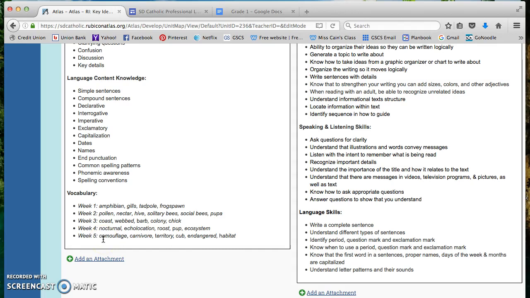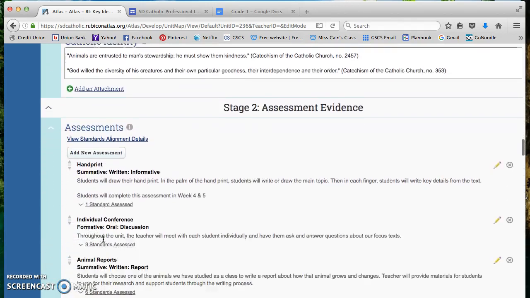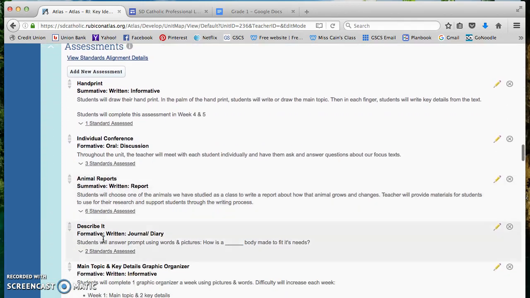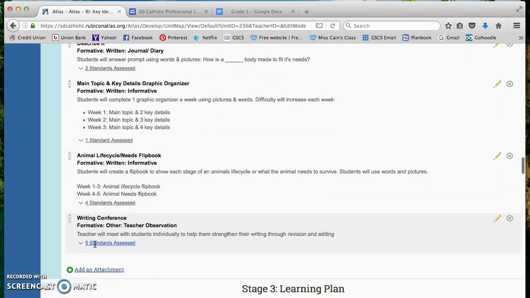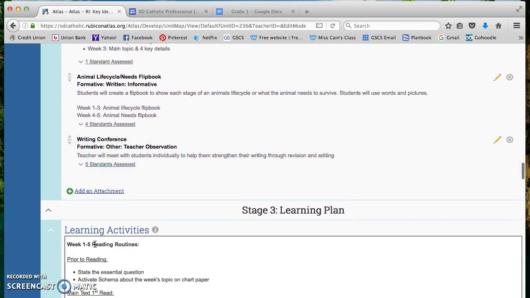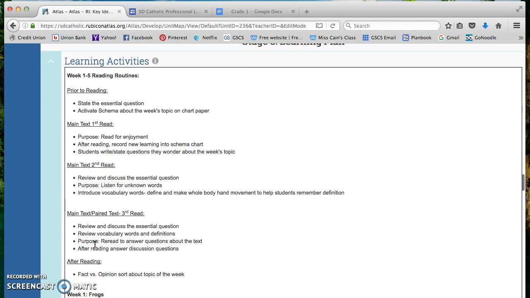Once I finished writing my skills and content knowledge, I moved on to looking at assessments. I picked the assessments I was going to be using, and I was able to click the standards that I had selected previously, and it shows where exactly I'm assessing them throughout the unit. And then I moved on to the learning plan, and this is where I used that rough outline I had done on a piece of notebook paper and typed it into my learning activities.